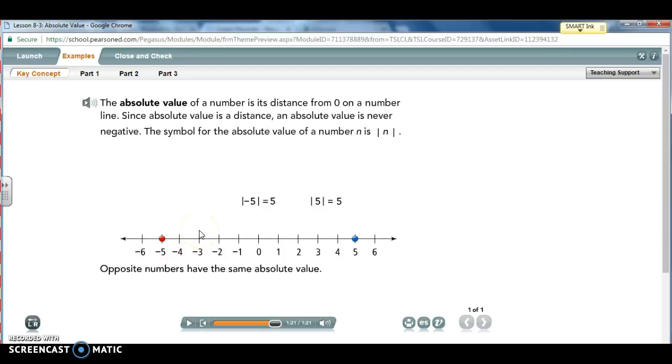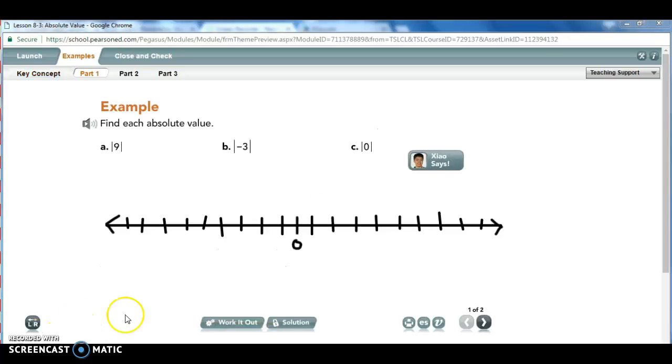And the symbol that we can use for absolute value is these lines. So we see it up here, and we see them down here. These lines are around -5, and these lines are around this 5. We want to now find the absolute values of A, B, and C. So I'll do A, absolute value of 9, and I want you to do B, which is absolute value of -3, and C, absolute value of 0.